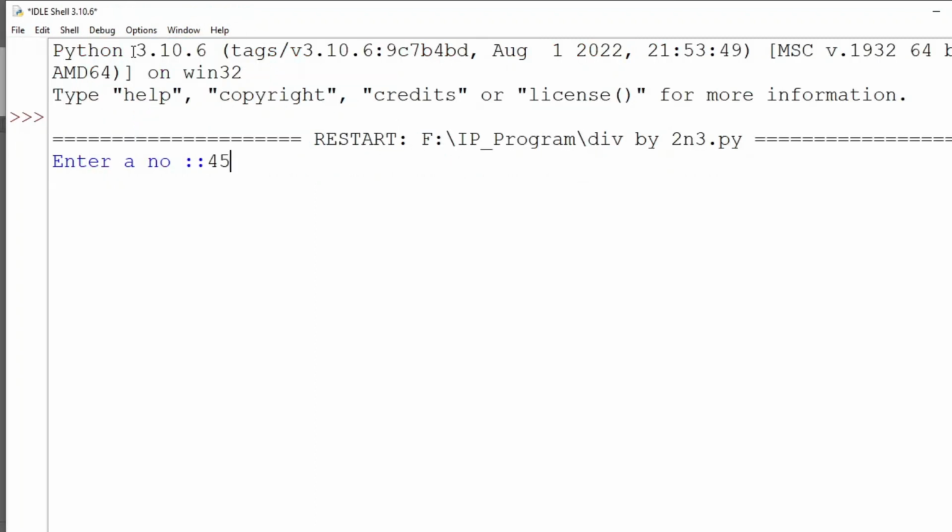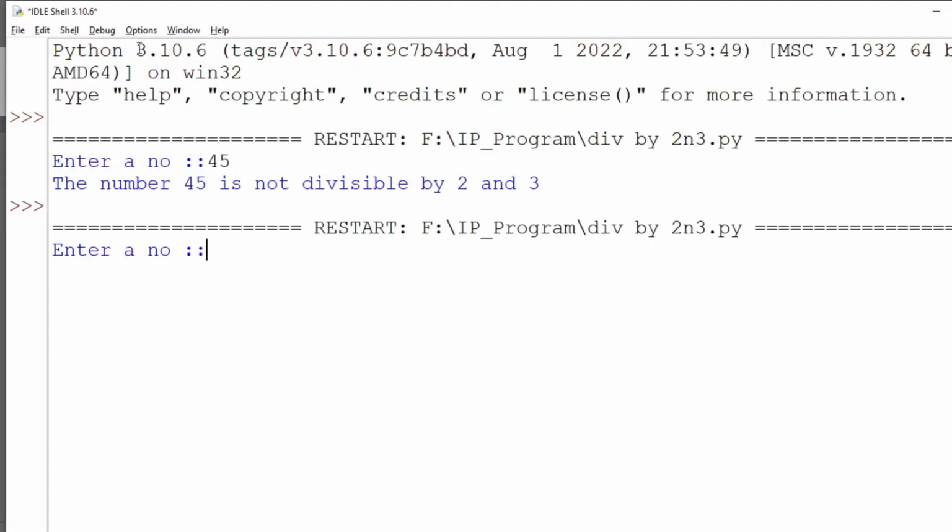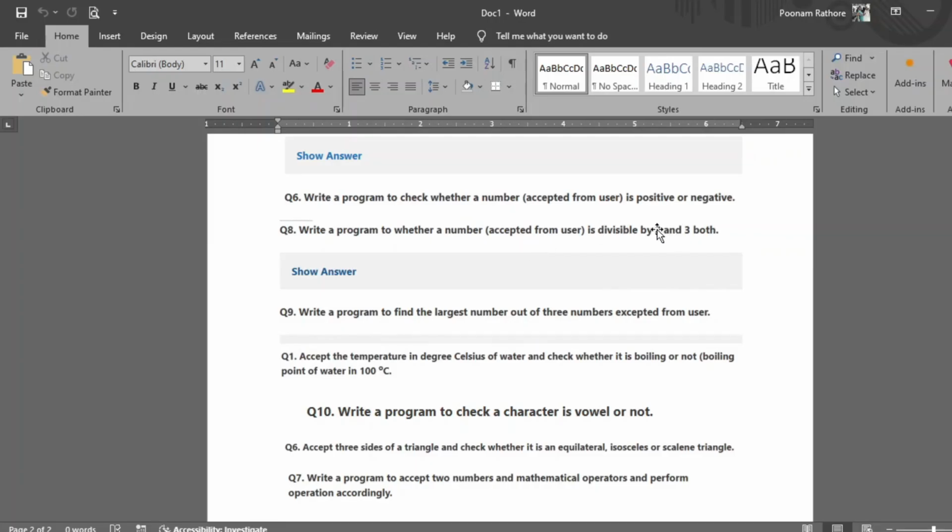Let's say the number is 45. So it is not divisible by 2, right? It's an odd number. Similarly, you can find out whatever the numbers are given over there. You can check for the 3 numbers also. Again, you have to use AND operator.